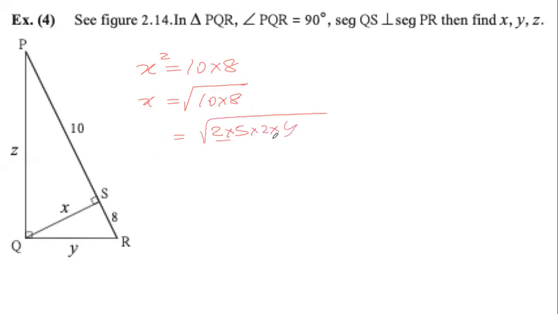Now we have this 2, and this 4 will become another 2. So 2 into 2 square root of 5, which is 4 into square root of 5. We have found X equals 4 square root of 5. Now finding Y and Z is not difficult.